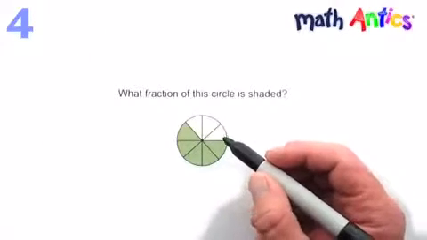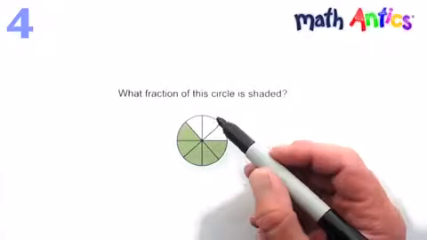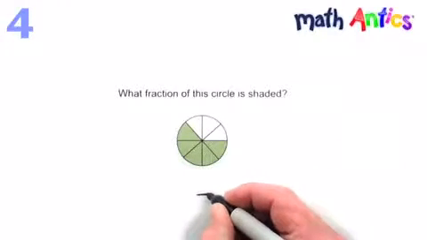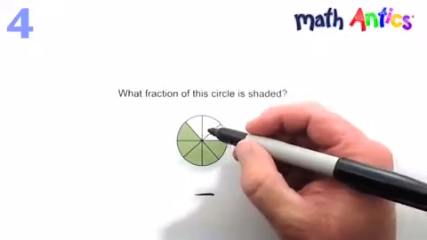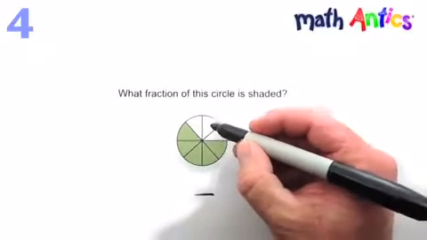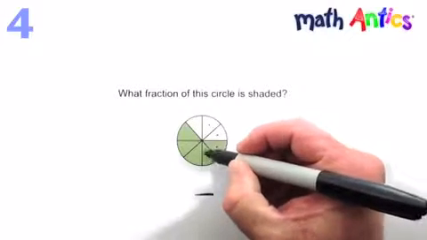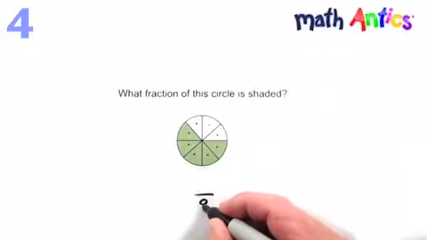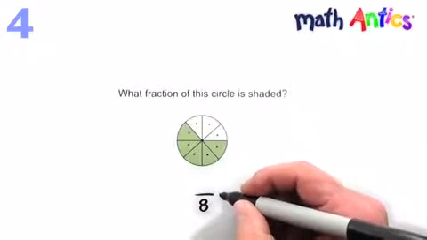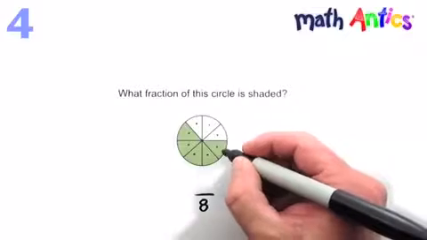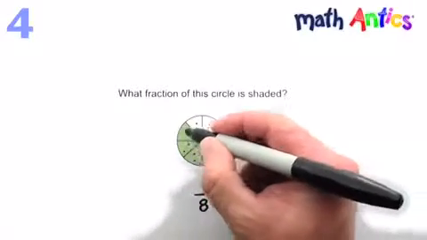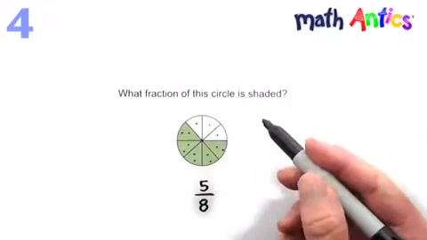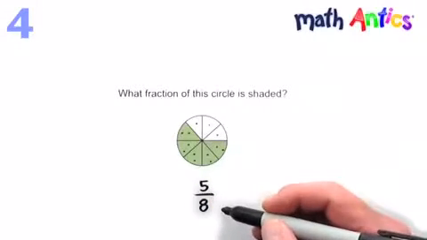Problem 4 shows us another circle that's divided up into parts, and it wants to know what fraction of that circle is shaded. So our answer is going to be a fraction. Let's first count up the total number of parts that the circle is divided into. 1, 2, 3, 4, 5, 6, 7, 8. So since it's divided into 8 parts, 8 will be our bottom number or denominator. And now let's count the parts that are shaded. 1, 2, 3, 4, 5. 5 parts are shaded, so that's our top number. The fraction of this circle that's shaded is 5/8.